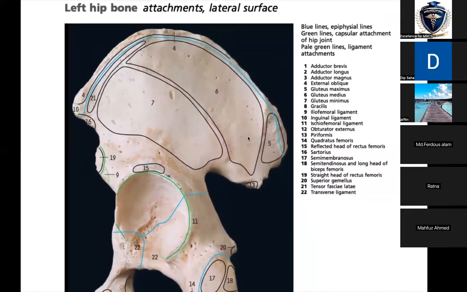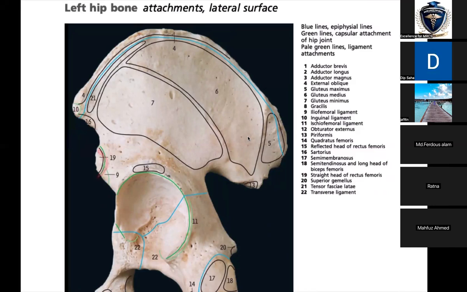Now start. Tell me, what is this? Anterior iliac spine. Okay, now tell me which structure is coming from here. External oblique. Very good. And which structure is coming from number 10? Inguinal ligament. Yes. And which one from number 16? Sartorius. Yes, excellent. Now tell me, what is this part of the bone? Anterior inferior iliac spine. Very good.